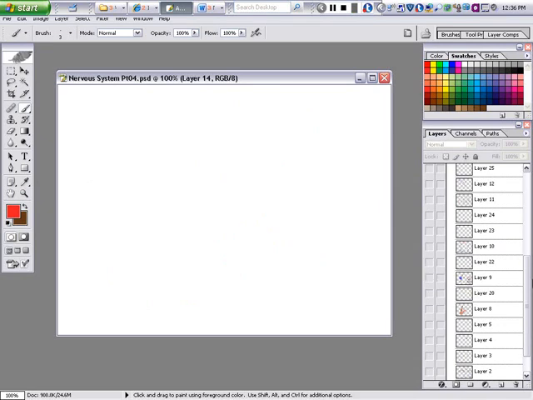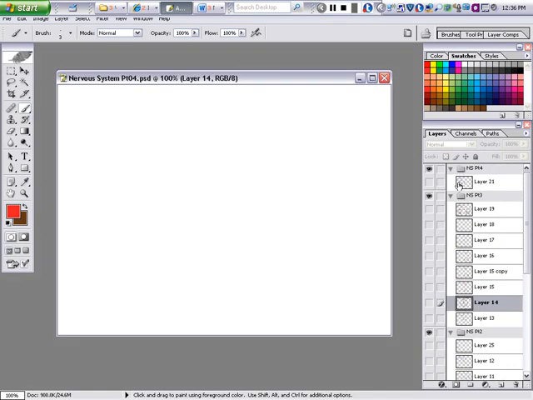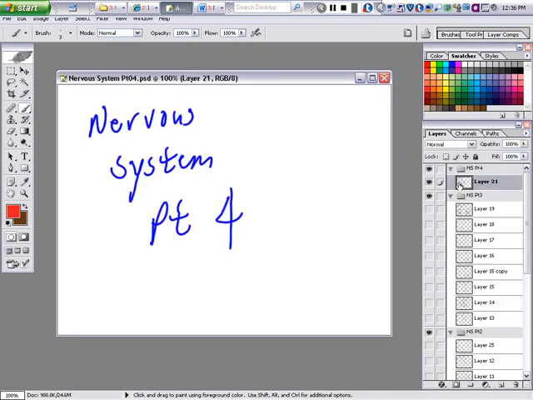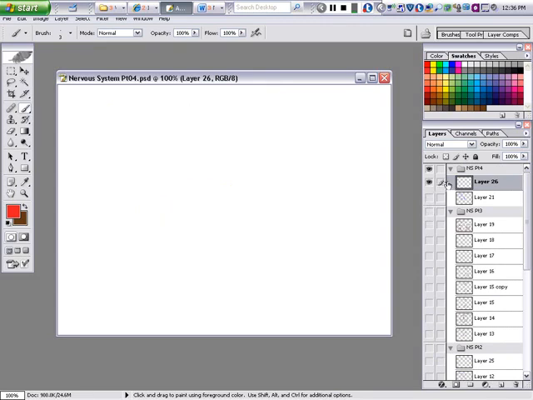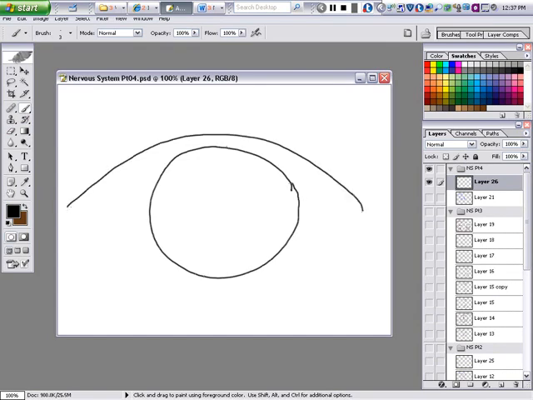Okay. So I'm just going to go up here on a new slide and we're going to do the eye. So we'll put this in today's lecture. Okay. So here we're going to have ourselves an eye. And within the eye, we have our pupil.